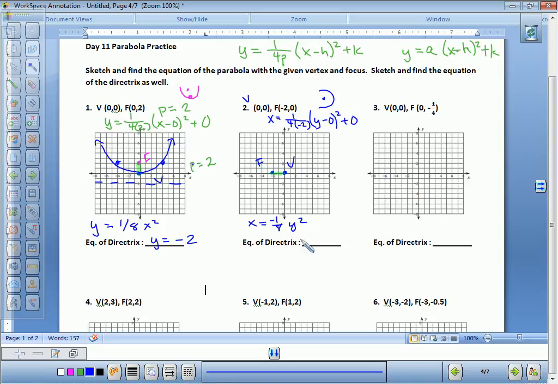Now I've got the equation for the parabola. To finish the graph, because p is 2, I would get double that. Go up 4 and down 4 from the focus, and then sketch in the graph. Now, if the focus is 2 units to the left, the directrix would be 2 units to the right of the vertex. This is x equals 2. Okay?